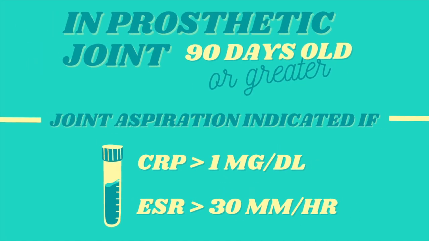Okay, so as long as the joint's been there for greater than 90 days, then a CRP greater than 1, ESR greater than 30, that's going to be like your suspicion's going up. If it's negative, are you done there? So if it's negative, then you do not need to proceed with an aspiration. In the emergency room, at that point, you could kind of say, we're done with this patient. ESR and CRP is not high enough to aspirate. Okay.